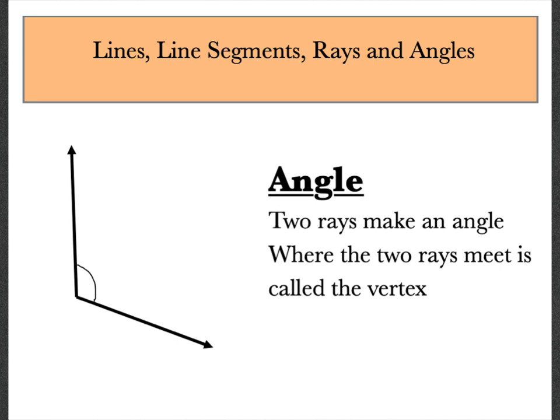So it could be rays. Typically, when we're talking about just an angle, we're talking about rays, but you will see angles inside shapes and things like that. So where two rays meet is a vertex. We have our vertex right here. This is our vertex. It's the center place where the two, in this case, rays meet. It could be lines, it could be line segments, it could be sides of a shape.